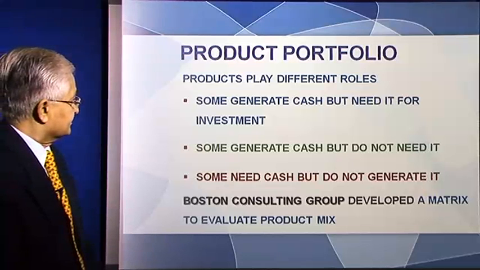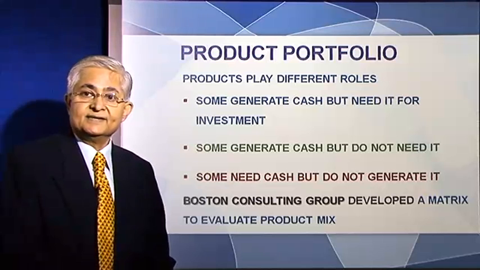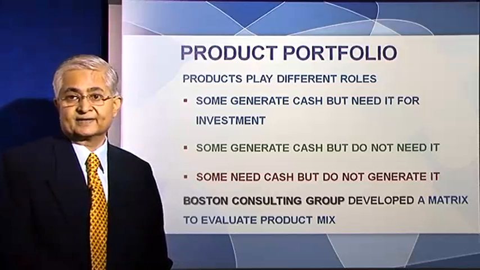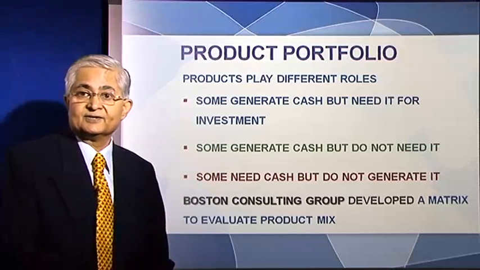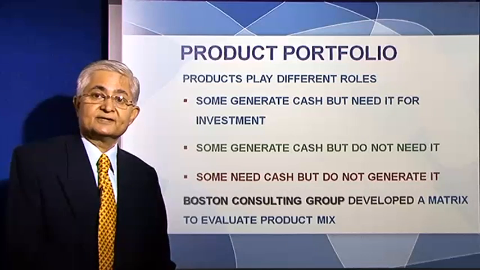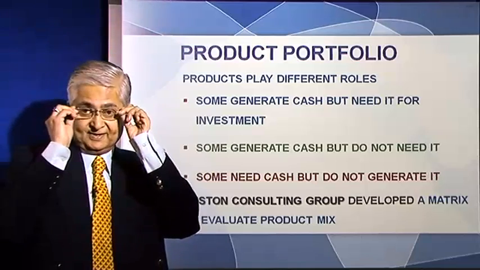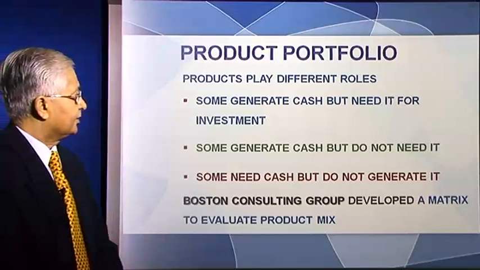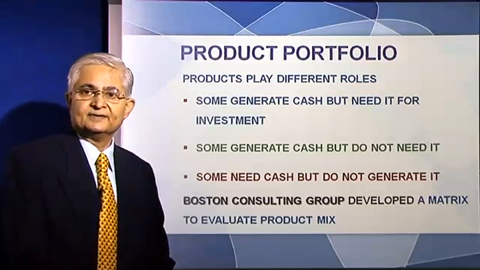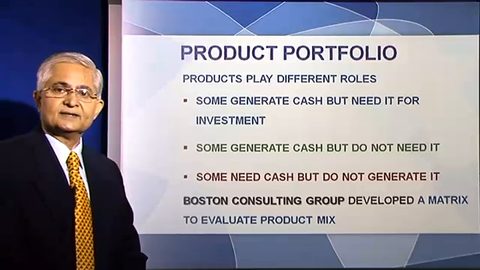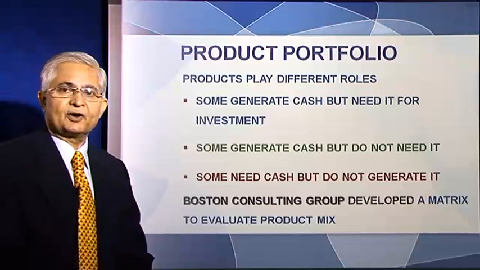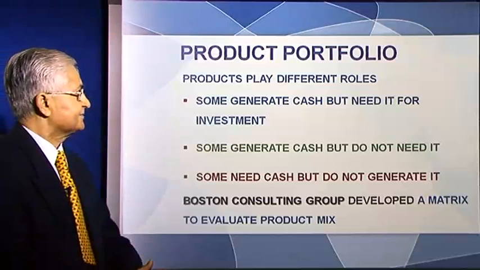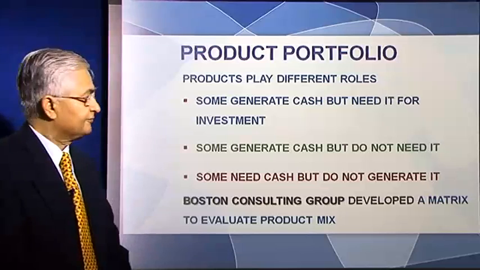Then you have some products which need cash, but since the product has just been introduced into the market, since the company does not have a large market share, the product does not generate much cash. So we have these three kinds of products, right? A company called the Boston Consulting Group in the United States developed a matrix to evaluate product mix to ensure that the mix of products of the company are of all these kinds.